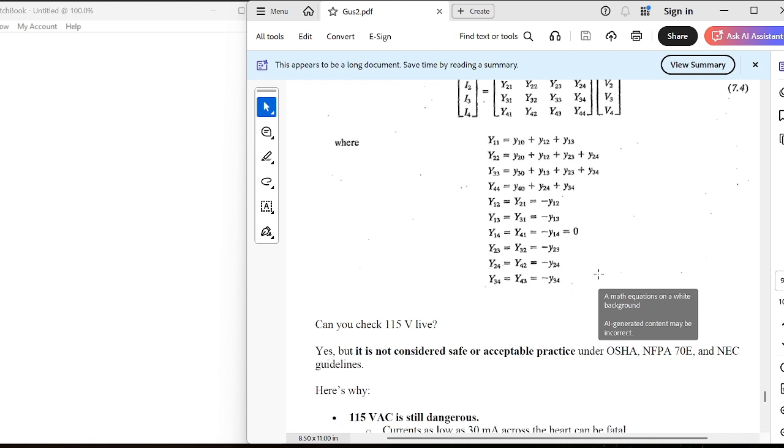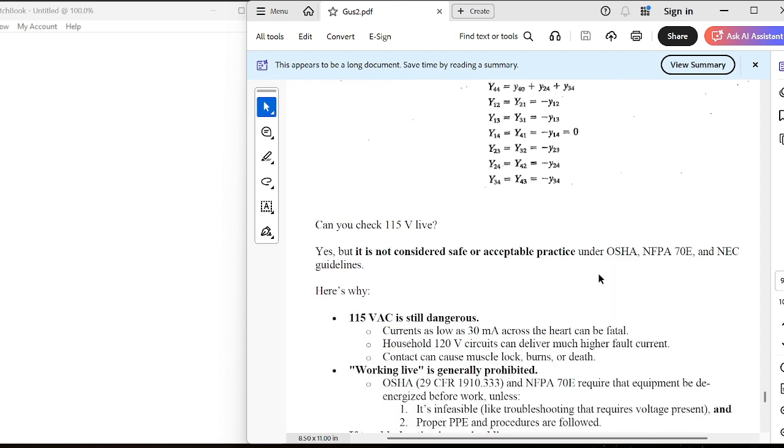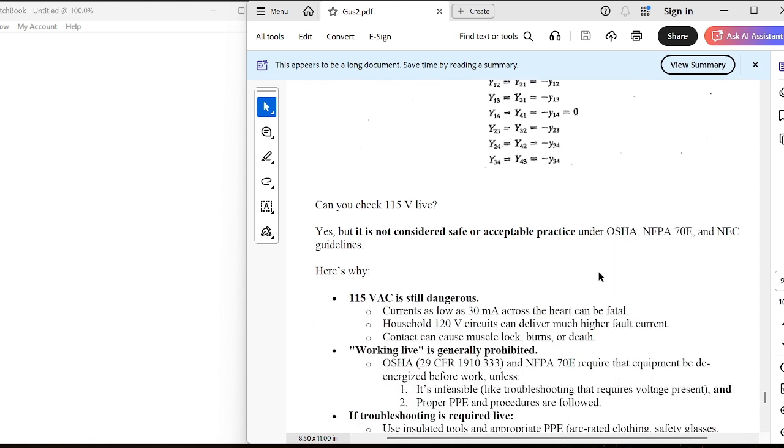Again, I don't want to try to depress you or impress you or whatever, but I do want you to understand that it's important that you know that that stuff exists and you can do calculations based on it.